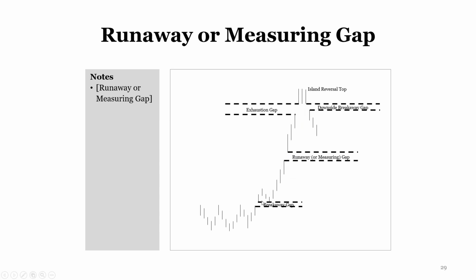So usually the 100%, double the distance. So whatever distance traveled, you just take that distance into the target, and that's why it's called measuring gap, because you can measure the target. Similarly, you can measure the target for breakaway gap. As I explained, you take the low point of here and the high point of this, and you add the distance from here to here.